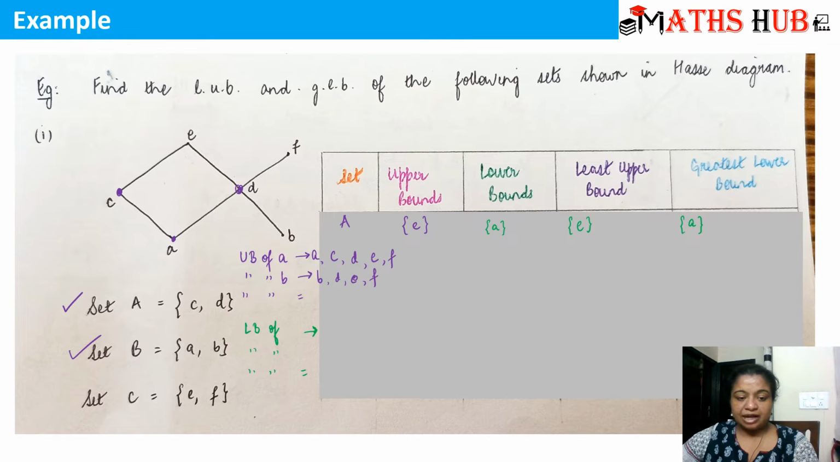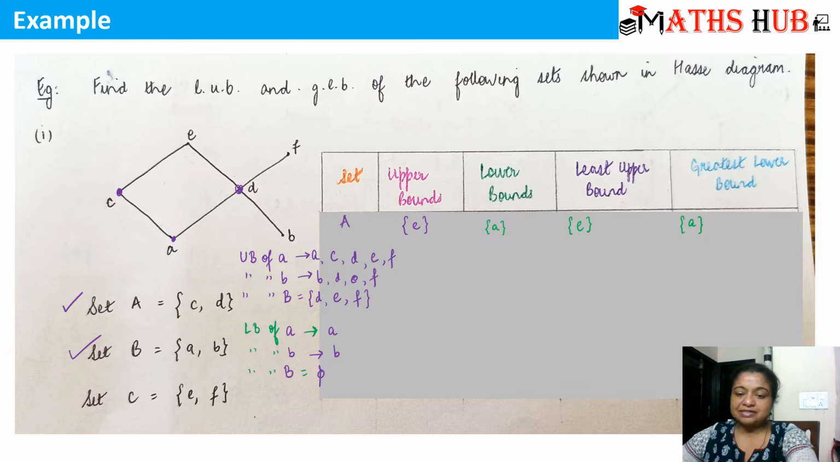Right? So who are the upper bounds of set B? Which elements are common in both? One element is D, the other element is E, the third element is F. So that means when we talk about set B, the upper bounds are D, E and F. So you can just fill it over here. Let's talk about the lower bounds. The lower bounds of element A is nothing, it is just A itself. Who are the lower bounds of B? The lower bounds of B is B itself. Right? So who are the lower bounds of set B? There is nothing common, so it is an empty set.